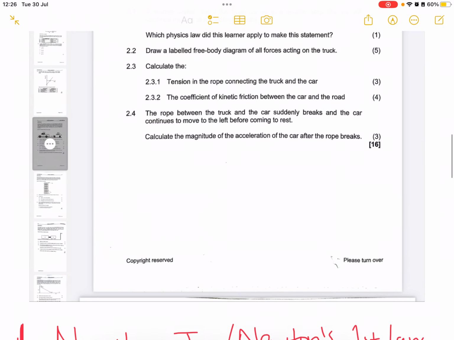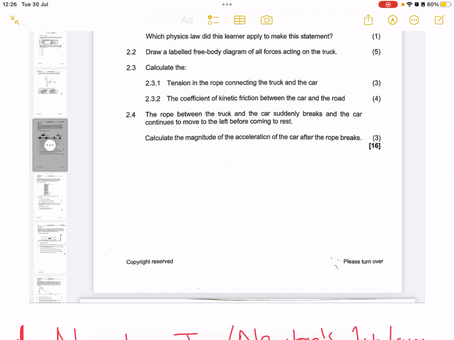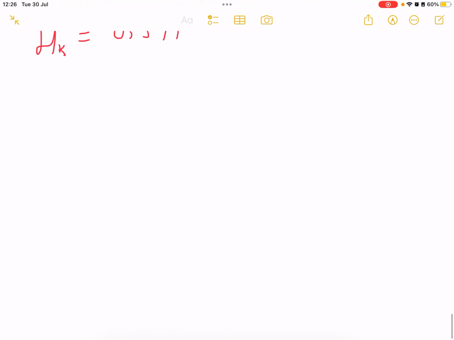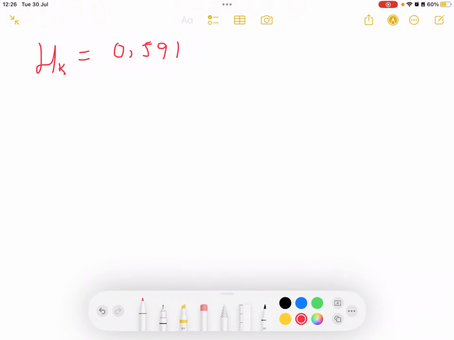The rope between the truck and the car suddenly breaks, and the car continues to move to the left before coming to rest. Now, this also proves the answer from 2.1, that the body will remain at rest or continue moving at a constant speed unless a non-zero resultant force acts on it. So, calculate the magnitude of the acceleration of the car after the rope breaks. Now, we said the car experiences frictional force. So since tension will not be there, the only force that will be acting will be the frictional force, which goes in the opposite direction, since we chose the left side to be positive.